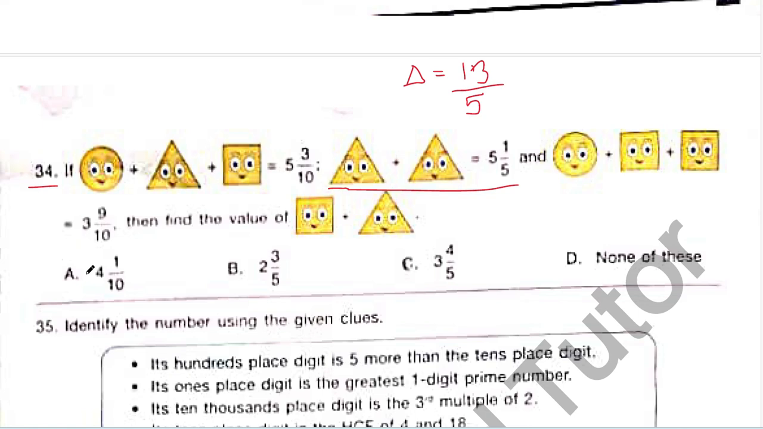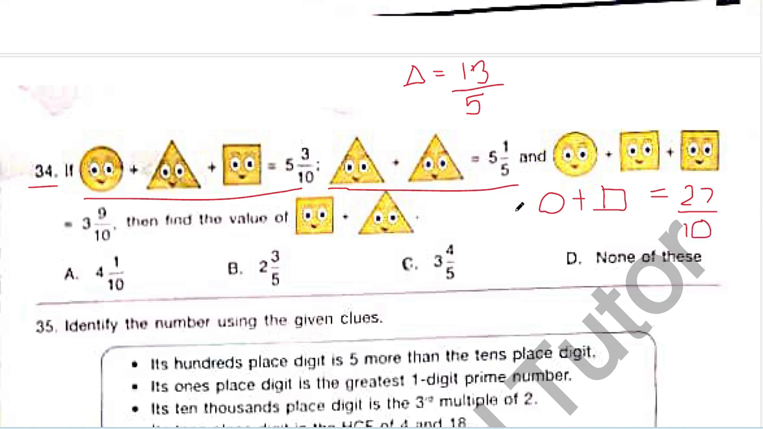So now from this, what are we going to do? Here we'll place the value of triangle. This will give us the value of circle plus square in the first equation. Circle plus square is 53/10 minus triangle. So this means circle plus square is 53/10 minus 13/5. After solving this, we'll get 27/10. So after solving we got circle plus square, the value is 27/10 here.